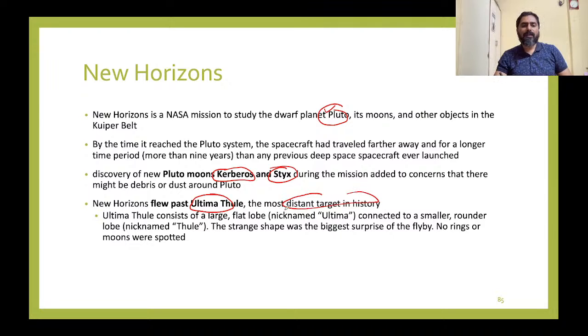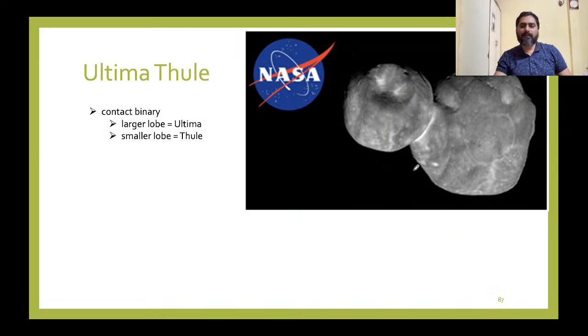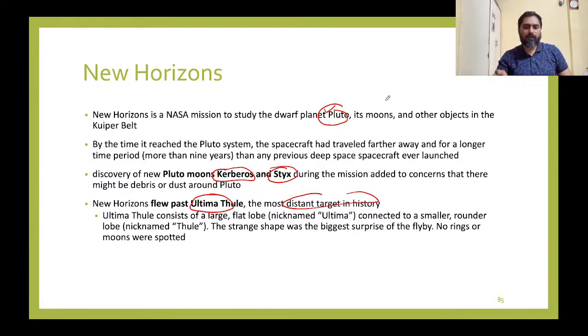So Ultima Thule looks like this. It is a space rock, and it looks like a snowman. This larger lobe is called Ultima, and this one is called Thule. It is the most distant object that we know with respect to Earth. Recently, it has been renamed as Arrokoth.